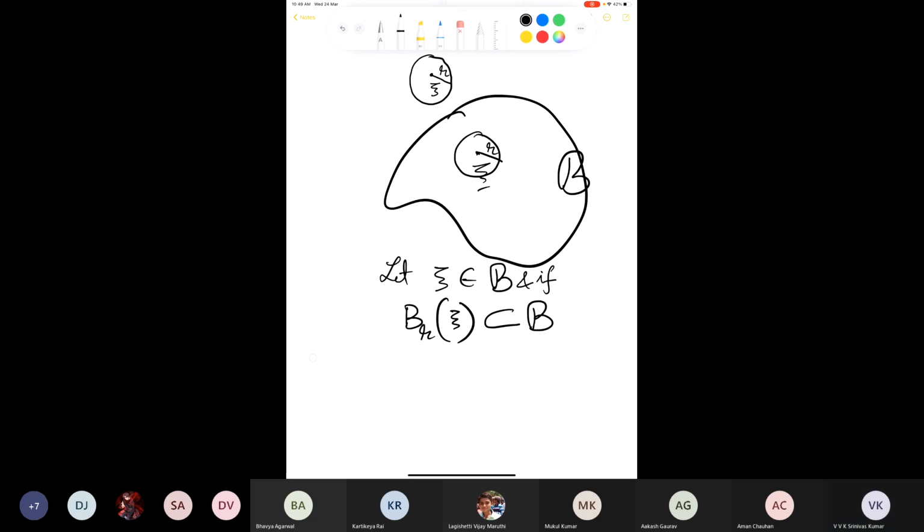If for any R positive we show that B_R(xi) is entirely inside B, we are done. To prove B is open, take any point xi, and we show that for some R positive, the ball around xi is entirely inside B.